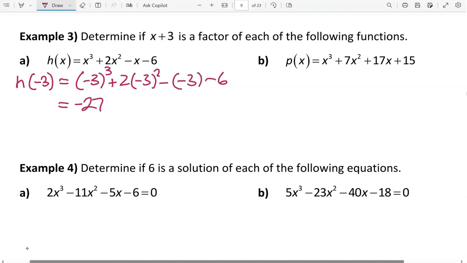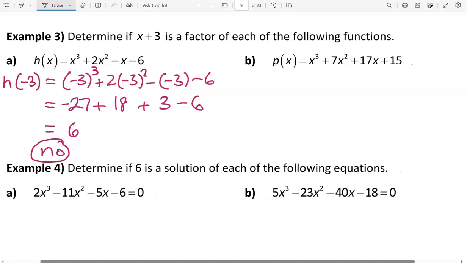h of negative 3 is negative 3 cubed plus 2 times negative 3 squared minus negative 3 minus 6. That would be negative 27 plus, and negative 3 squared is 9 times 2 is 18, then plus 3 minus 6. And so that would be negative 27 plus 18 is negative 9, plus 3 is negative 6, minus 6 is negative 12. So since h of negative 3 is not equal to 0, no, x plus 3 is not a factor.